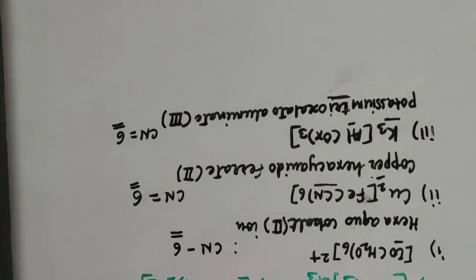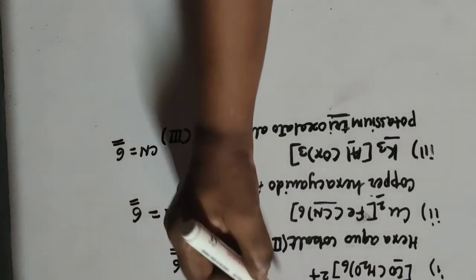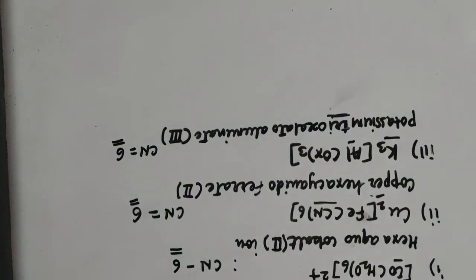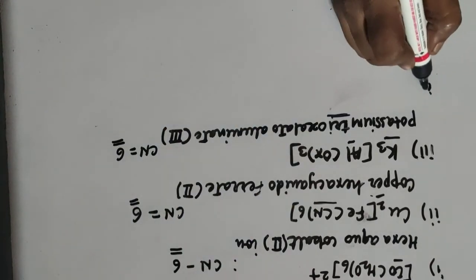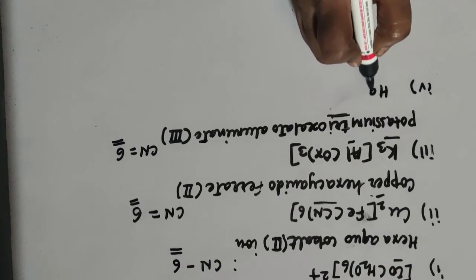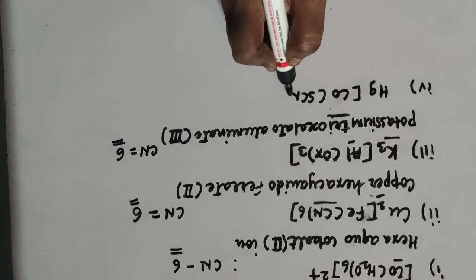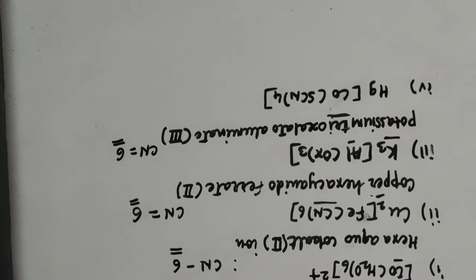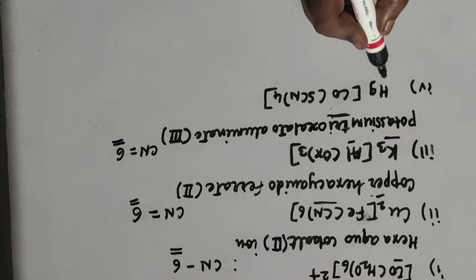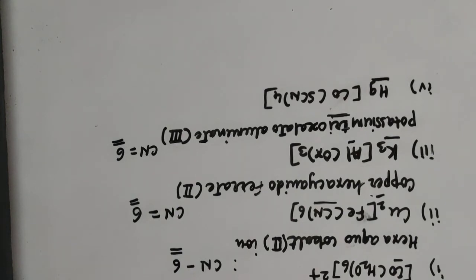We'll take one more example so that it is much clearer to you. The fourth example was Hg[Co(SCN)4]. Hg is mercury. This is a negatively charged complex, or anionic complex, as the counter ion is Hg, mercury, which has 2 plus charge.